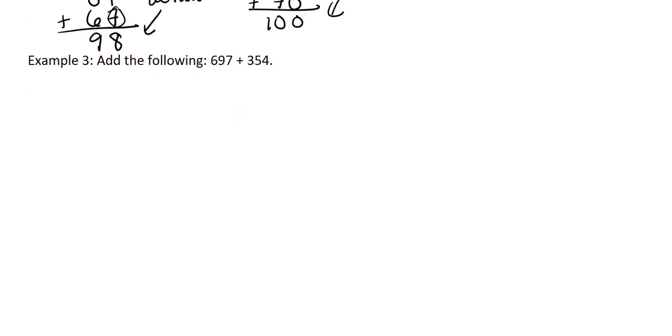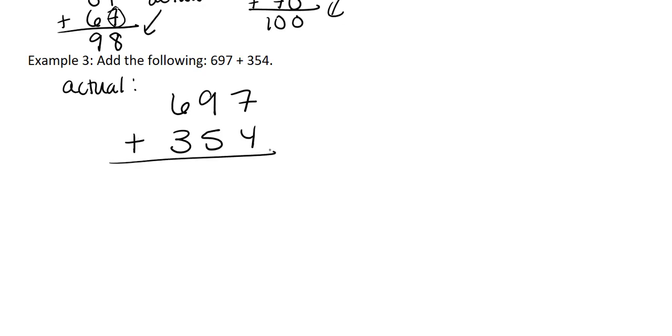So we have example 3. Add the following. We have 697 plus 354. Well, we can go ahead and use our math trick if we would like, because we can set up our actual, we'll call it, because we're going to actually add 697, lining up the place values. So all the 1s are underneath each other, the 10s are underneath each other, and the 100s are underneath each other. Then we can go ahead and add.